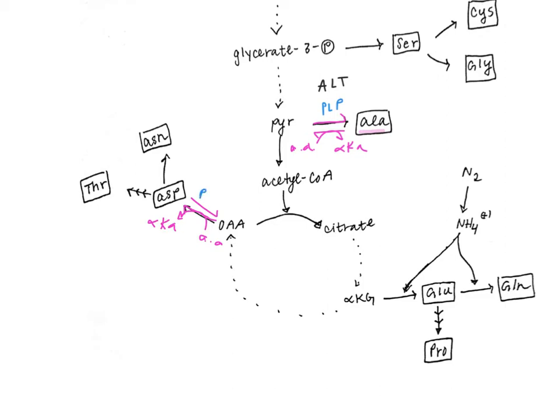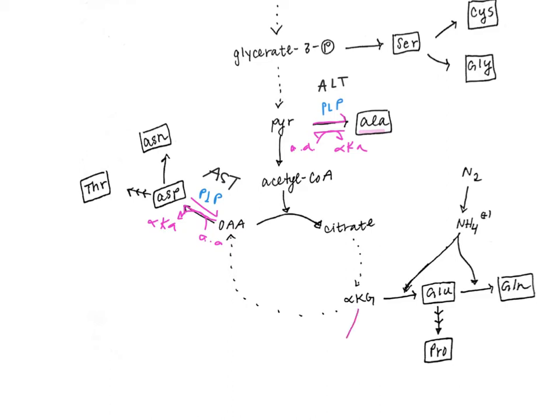This is a transaminase reaction, so it requires the prosthetic group PLP. And to make aspartic acid, that enzyme is AST. We did also make glutamic acid coming from alpha ketoglutarate.